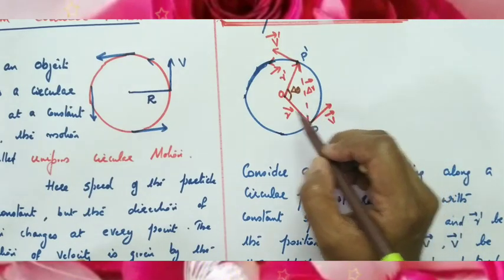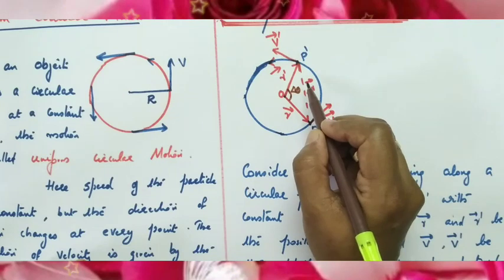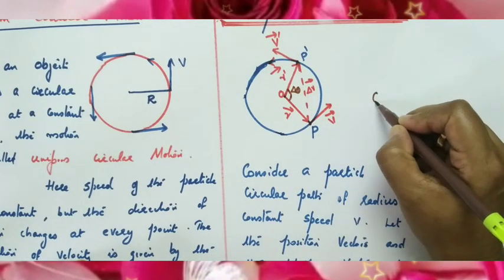Now we can consider the two triangles. First triangle is with position vectors. So what are the two triangles here? Initial position is O.